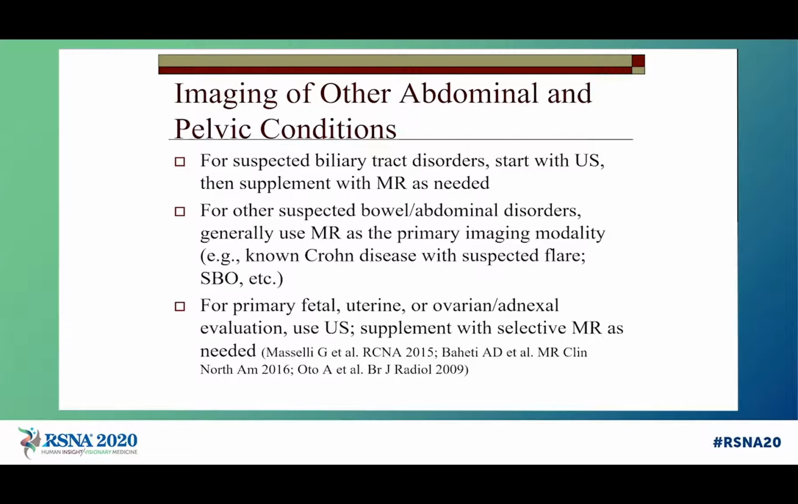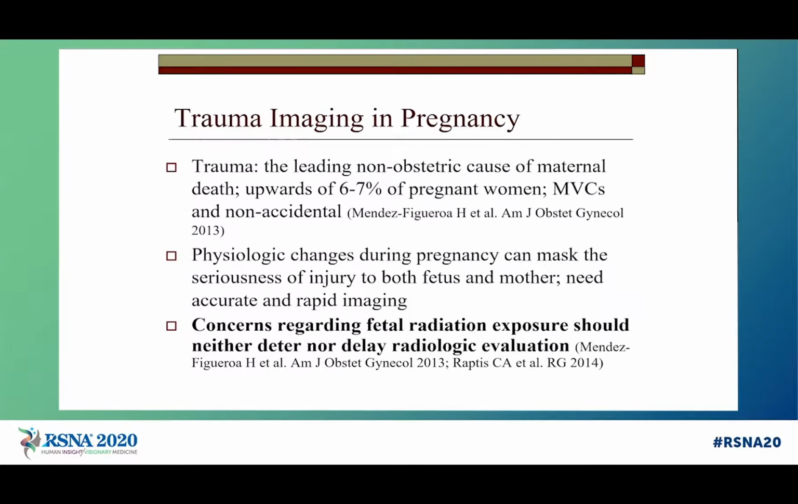Time doesn't permit detailed discussion of other entities above and beyond trauma, which we'll spend the last few minutes on, but basically for biliary tract disorders, we would do sonography and then supplement with MR. For bowel disorders, Crohn's disease, SBO, etc., we would do maybe sonography, but certainly rely on non-contrast MR. And then certainly for imaging primary suspected pelvic abnormalities, whether the fetus or the ovaries, we would of course do ultrasound, supplement with MR as needed. So we'll spend the last few minutes talking about trauma imaging in pregnancy.